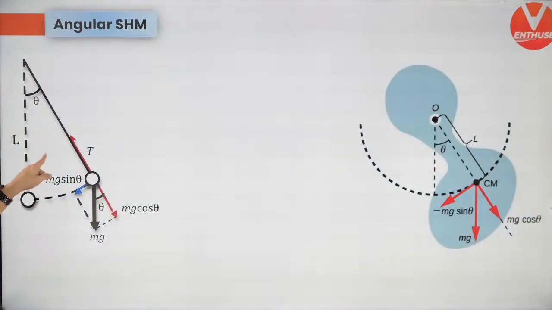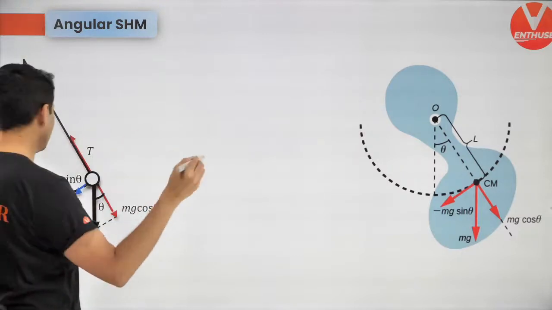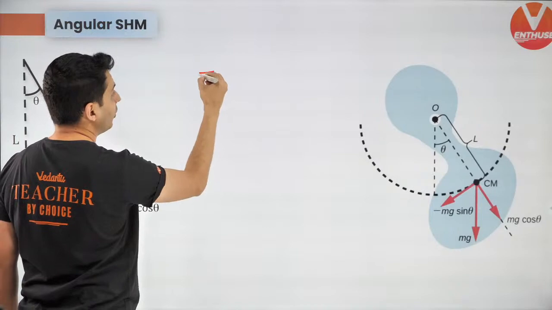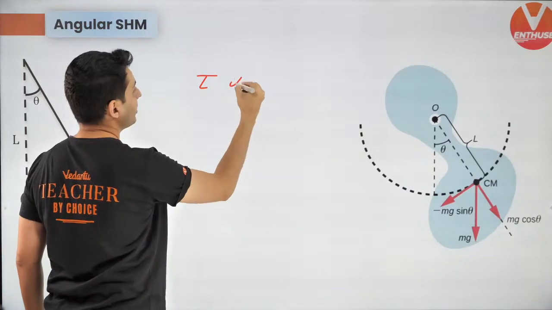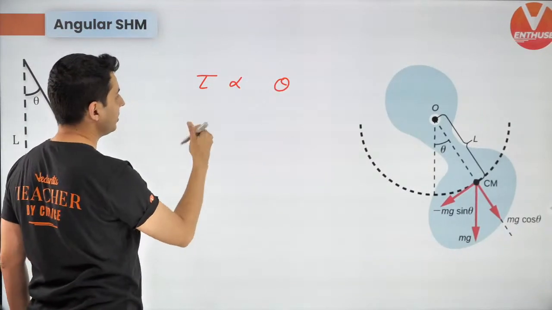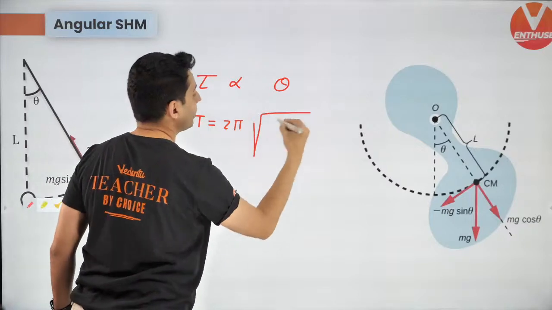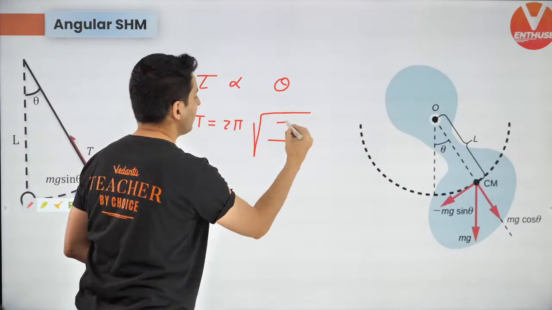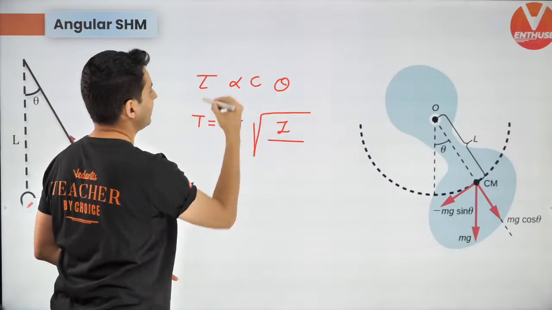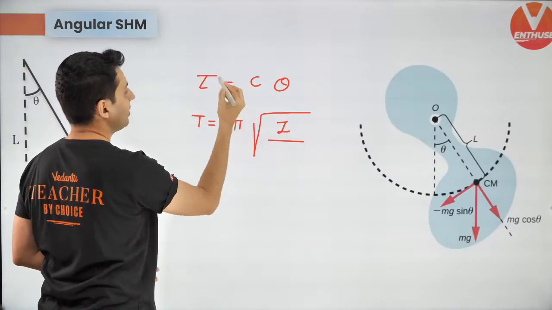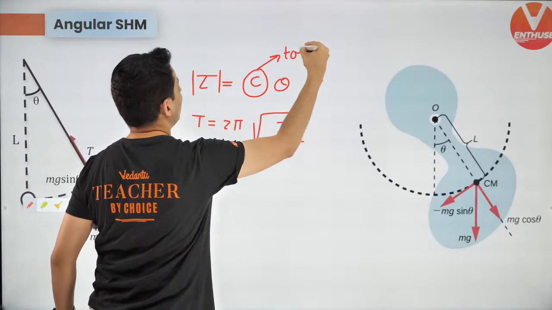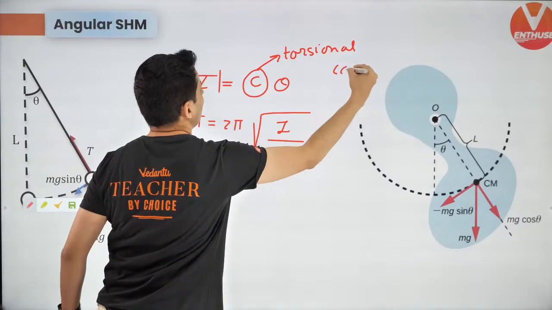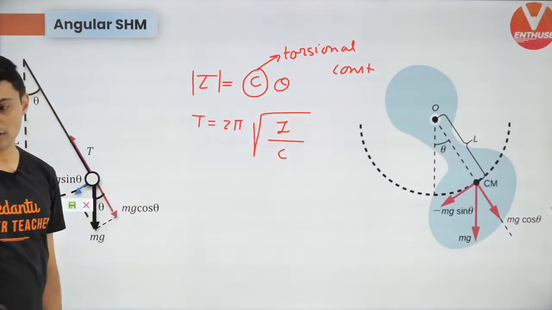Let's go ahead with the next concept. So angular SHM, this is very, very important. And remember, just like in linear SHM, force was kx, here the torque is proportional to theta. Therefore the time period is 2 pi under root, instead of mass by k, you have moment of inertia by that constant. If the torque is c times theta, then c is generally called your torsional constant. Keep this in mind.